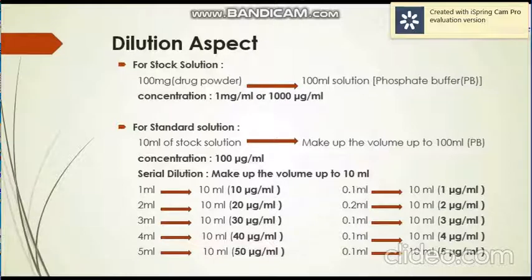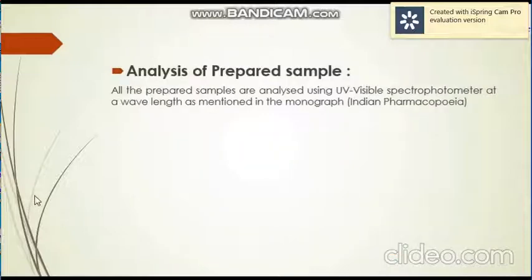Now here, once the sample is prepared, we have to go for analysis of those samples. What we need to analyze? We have to analyze the strength and absorbance of the sample. Strength means here the concentration of the sample, that is already known, and we have to find out the absorbance as per the changes of the strength. To do so we have to use a UV visible spectrophotometer. Wavelength of the drug is set as per the monograph mentioned in standard books like IP. Here we also use IP.